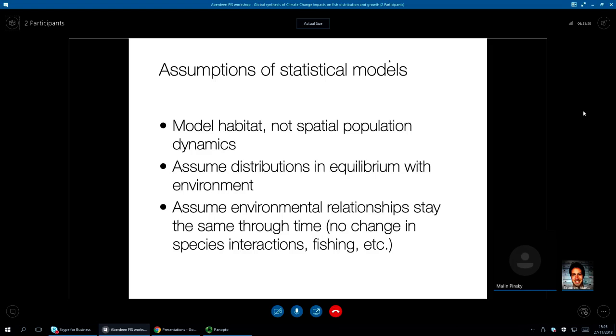And the other big assumption is that the environmental relationships stay the same through time. And that, in effect, means that we're assuming that species interactions are staying the same, and that includes the influence of fishing. If fishing is extirpating species from a given area, or recovery from fishing is letting them expand into a new area, that would change the relationship between species distribution and the environment in a way that these static statistical models do not account for.